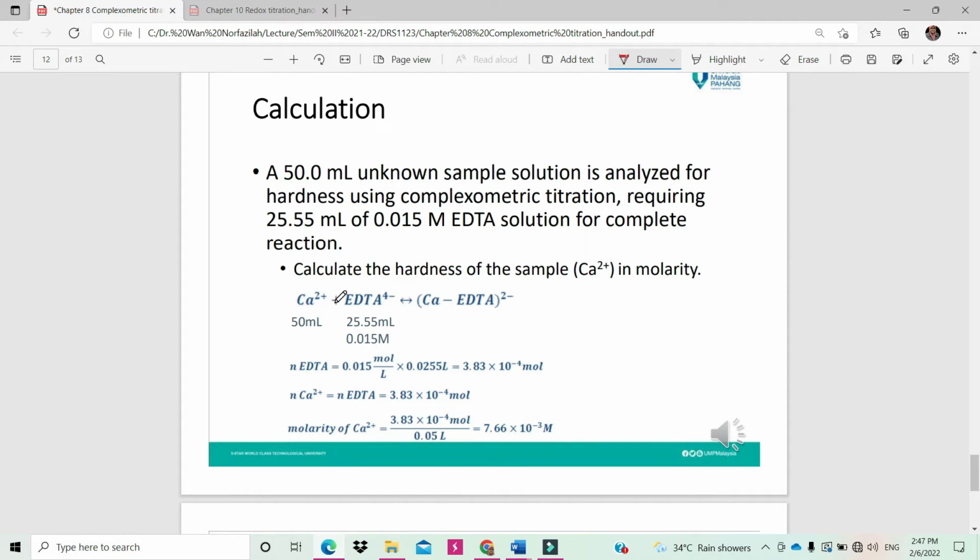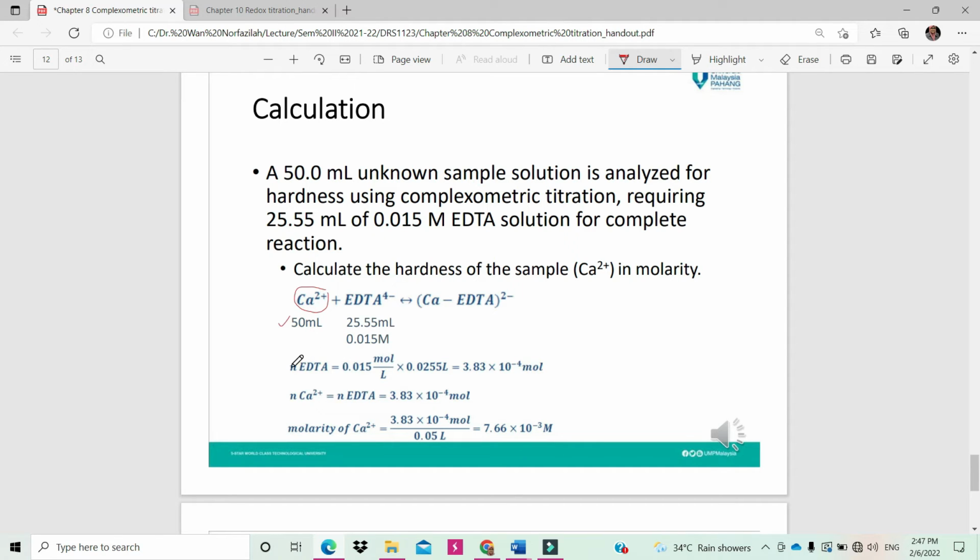Okay. So you are given the chemical reaction, and we know that when we are talking about water hardness, it involves calcium ion. So this calcium ion will react with the EDTA, in the form of EDTA 4- ion, and you will get the calcium EDTA 2-. So you are given the volume of the unknown, which is 50 ml, while you need only 25.55 ml, 0.015 molar EDTA to completely react with the 50 ml calcium. So determine the molarity.